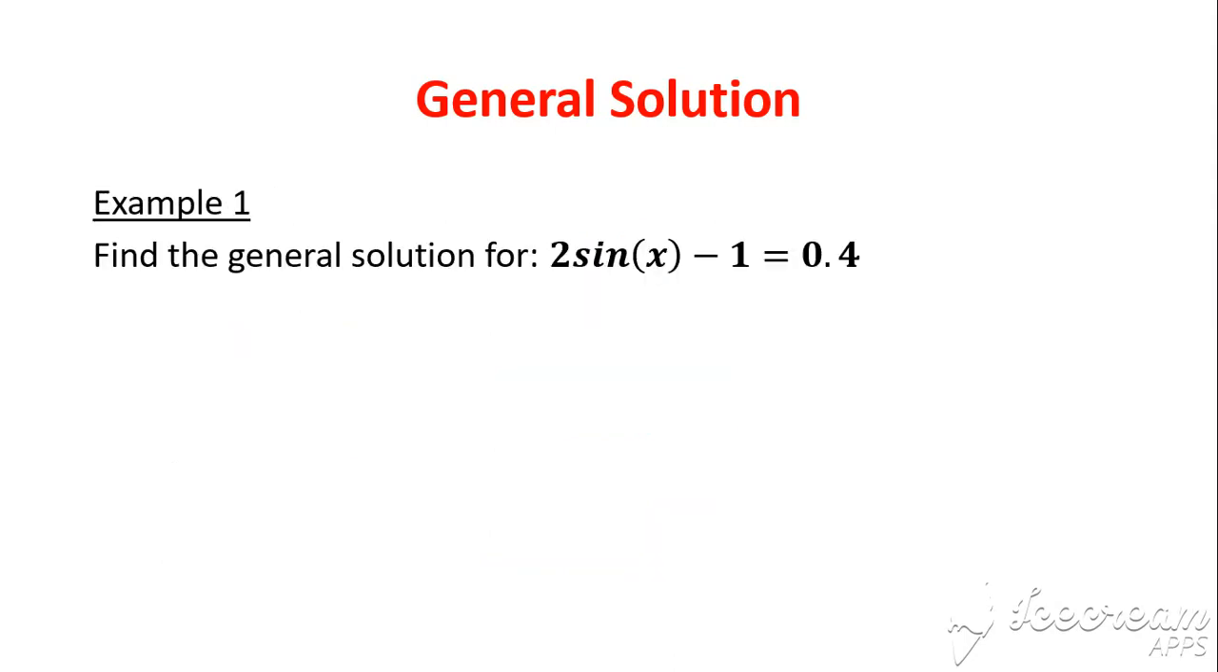Alright, here's our first example for this video. Find the general solution for the trig equation 2 sine x minus 1 is equal to 0.4. Now notice in this trig function we have an amplitude change, the 2 out the front of the sine x, and we also have a vertical shift, which is the subtract 1.